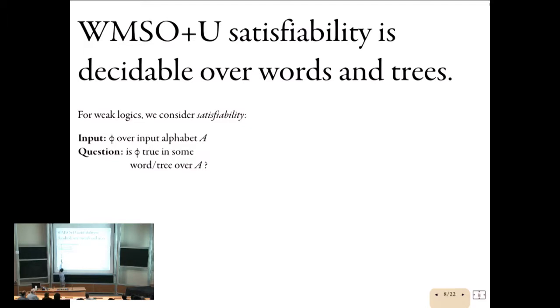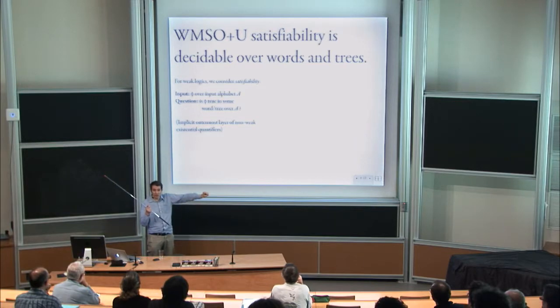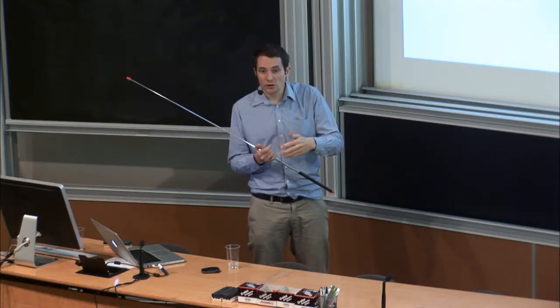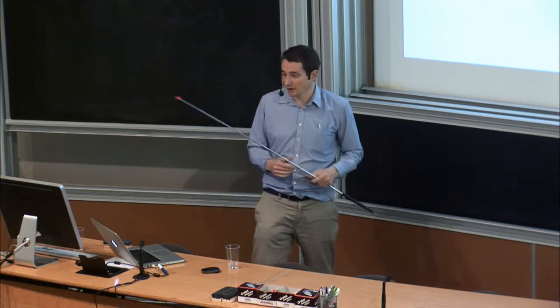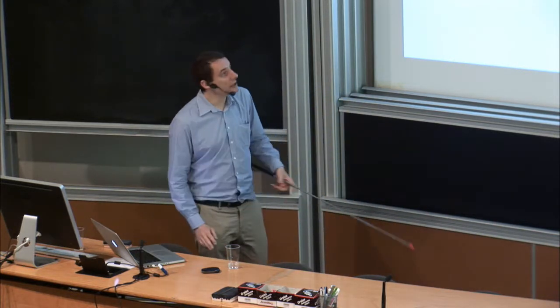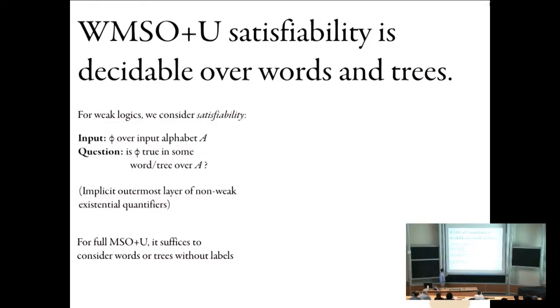When I'm talking about a weak logic, say on infinite words, and I want to decide it, I mean satisfiability. So I am given a formula of the weak logic over some input alphabet, and I ask if it is true in some word or tree over this alphabet. And that means that there's an implicit outermost non-weak existential quantification over the labeling of the word. Yeah? So essentially, we have weak logic with one single strong quantifier on the exterior. This kind of distinction is meaningless for full MSO+U because this is built into the logic. So there you don't have to talk about labelings, and that's the same problem.